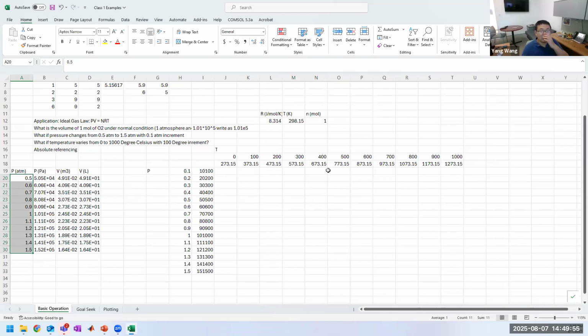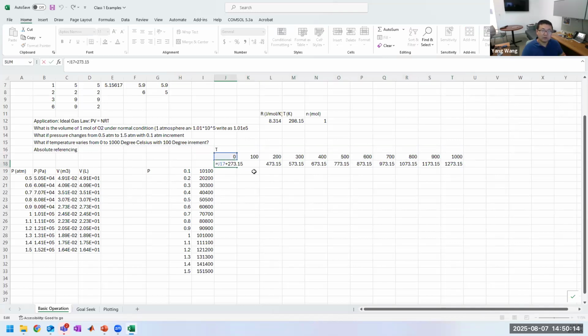So now we want to create a whole table of this oxygen gas in terms of its volume. We can create new rows, so each temperature and each pressure is going to have a new volume. Now you have temperature shown here. I already converted it into Kelvin, because we have to use Kelvin as the unit when we calculate with the ideal gas law. So you basically add 273.15 to get the temperature in Kelvin.